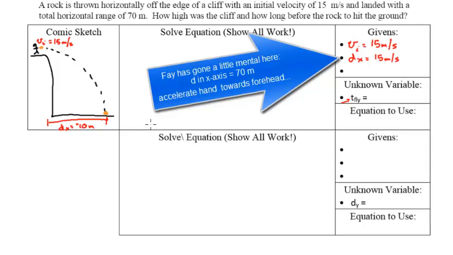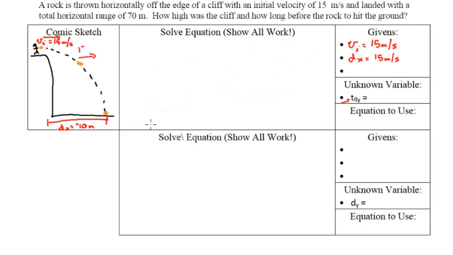So now I've got to think about the rock as it flies. It travels at 15 meters per second in that direction just as it's thrown. But then what about right here? Is it still traveling 15 meters per second? And then what about right here? Is it still traveling 15 meters per second? Is it speeding up? Is it slowing down? Is it accelerating? Nope. So I apply 0 meters per second squared.